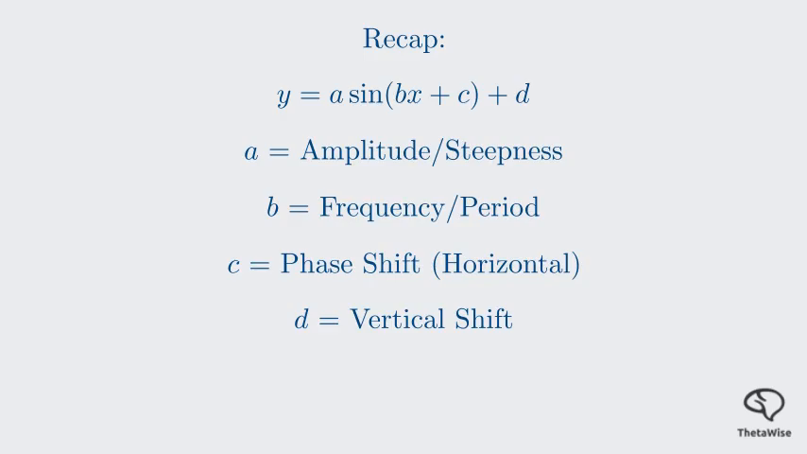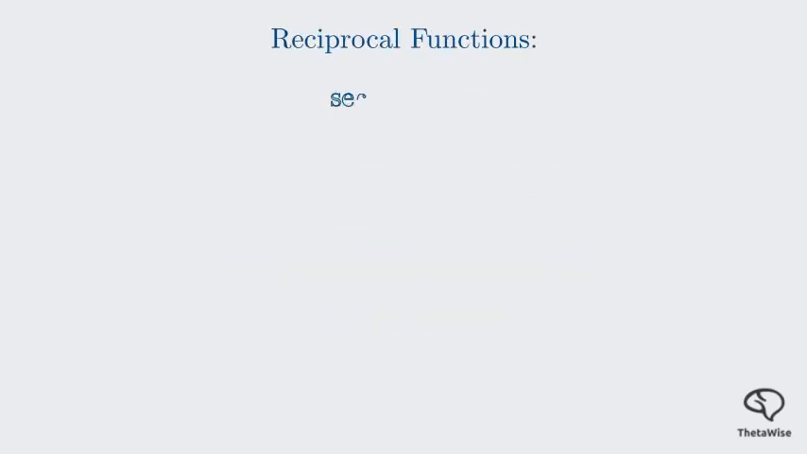We then moved on to the tangent graph, understanding its unique characteristic of vertical asymptotes and how to sketch its branches. Finally, we tackled the reciprocal graphs, secant, cosecant, and cotangent, learning that the easiest way to sketch them is by first graphing their reciprocal functions and using them to find the asymptotes and key points. By following these step-by-step methods and understanding the parameters, you are now well equipped to sketch and analyze a wide variety of trigonometric graphs. Thank you for joining me.